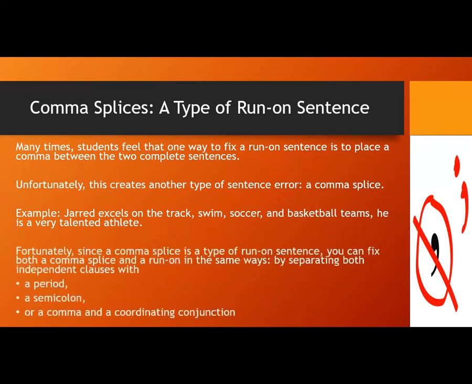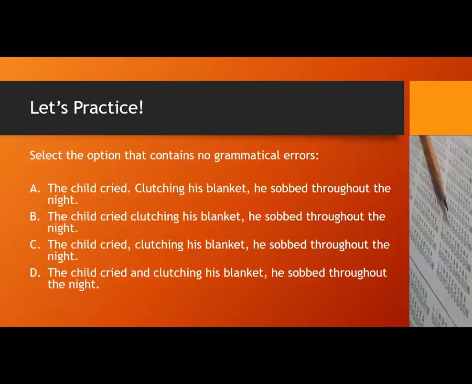Fortunately, since a comma splice is a type of run-on sentence, you can fix both a comma splice and a run-on in the same ways, by separating both independent clauses with a period, a semicolon, or a comma and a coordinating conjunction. Now that we've discussed what a run-on sentence is and how to correct one, let's try a few practice questions similar to those you might see on the HESI.